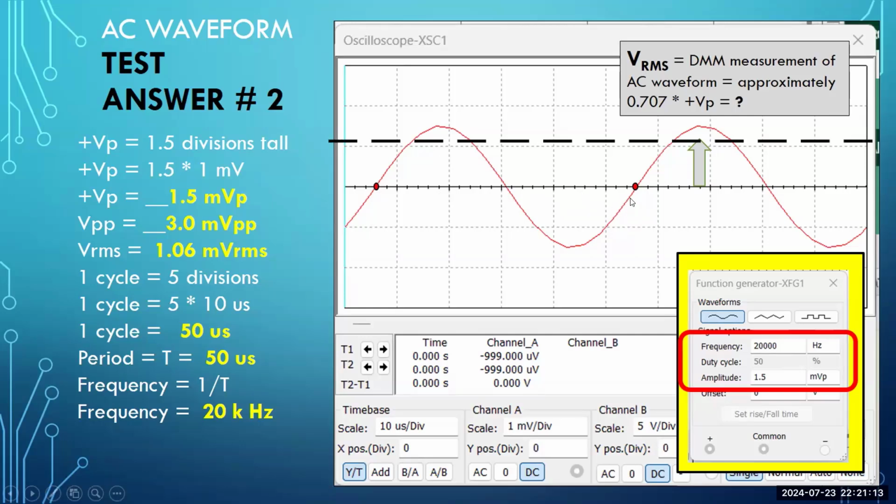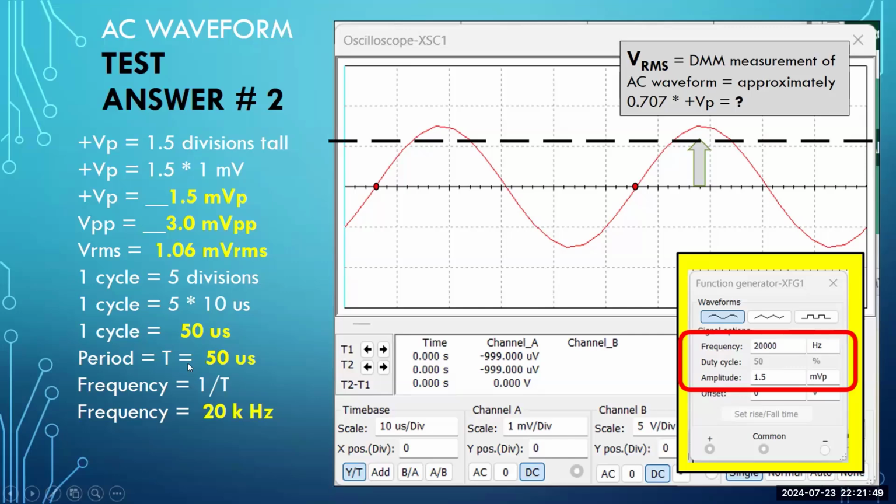And lo and behold, how convenient. This lands exactly 2 spaces before the next line. So you should be able to have surmised 5 divisions for 1 cycle. But how much is each division worth according to the time base? Each division is 10 microseconds. So 5 divisions for 1 cycle is equal to 5 divisions times 10 microseconds for each division. So 1 cycle is equal to 50 microseconds.